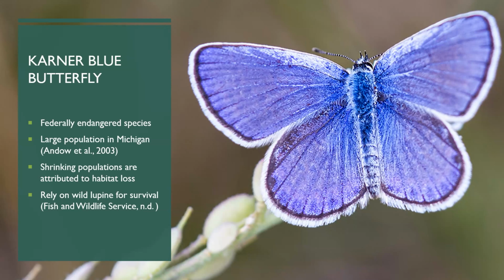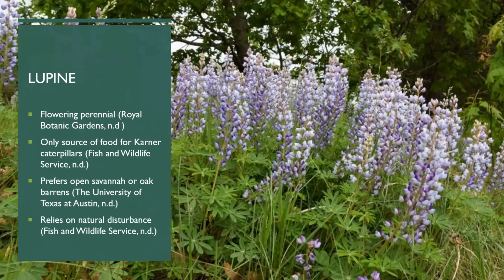Karner eggs lay dormant on the leaves of wild lupin, and during the caterpillar stage, these caterpillars feed exclusively on lupin. Growing best in sandy and well-drained soils, wild lupin is a flowering perennial that prefers open savanna or oak barrens. Wild lupin is often outcompeted for sunlight by larger vegetation, and this is why lupin requires natural disturbance such as wildfires to clear the canopy.